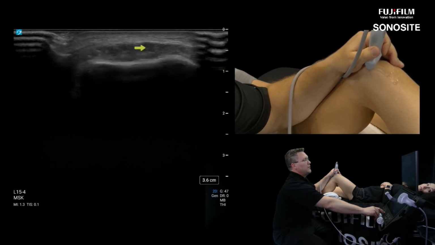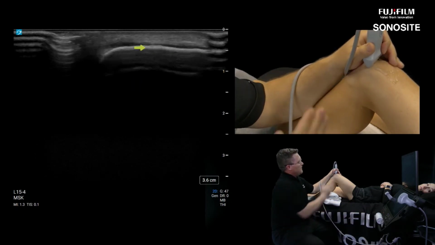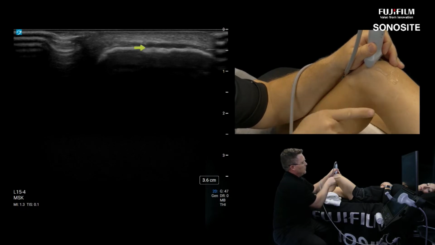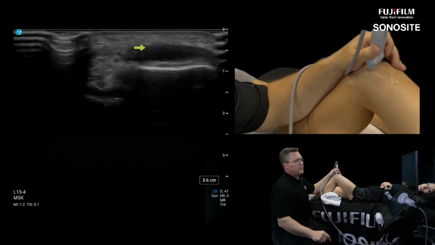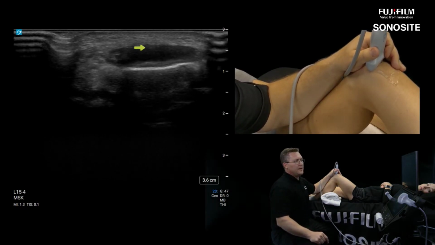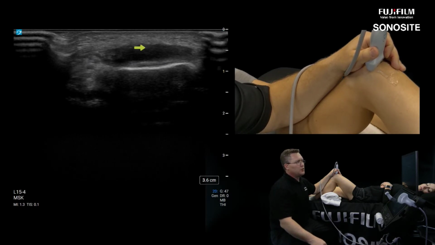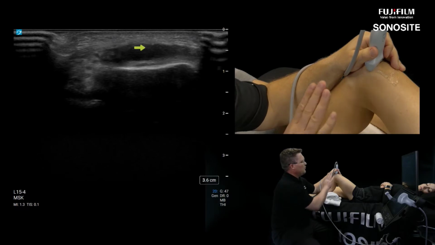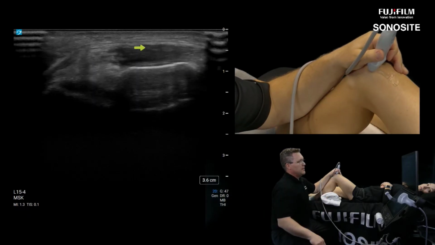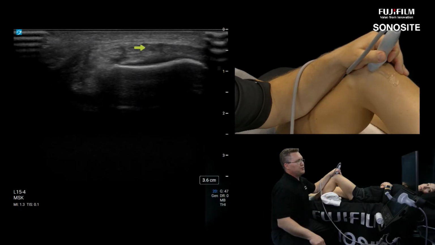That's where I'm starting. So what I'm doing now is you'll notice I sweep the transducer proximally. I lose the tendon fibers. They're turning anechoic, and that's that anisotropy artifact that we covered in the shoulder workshop. But watch when I tilt the transducer. Those fibers should fill in, okay?